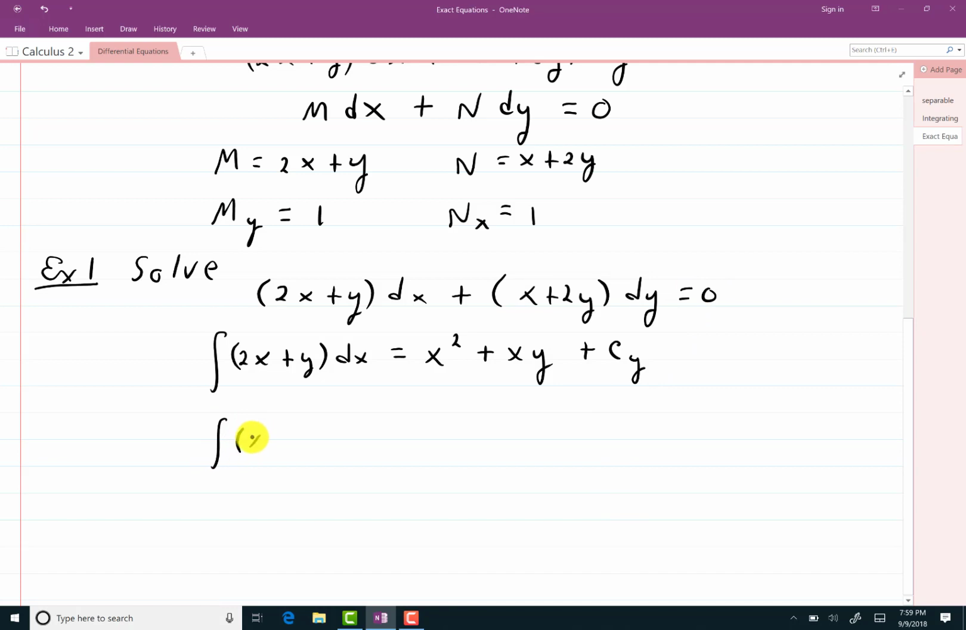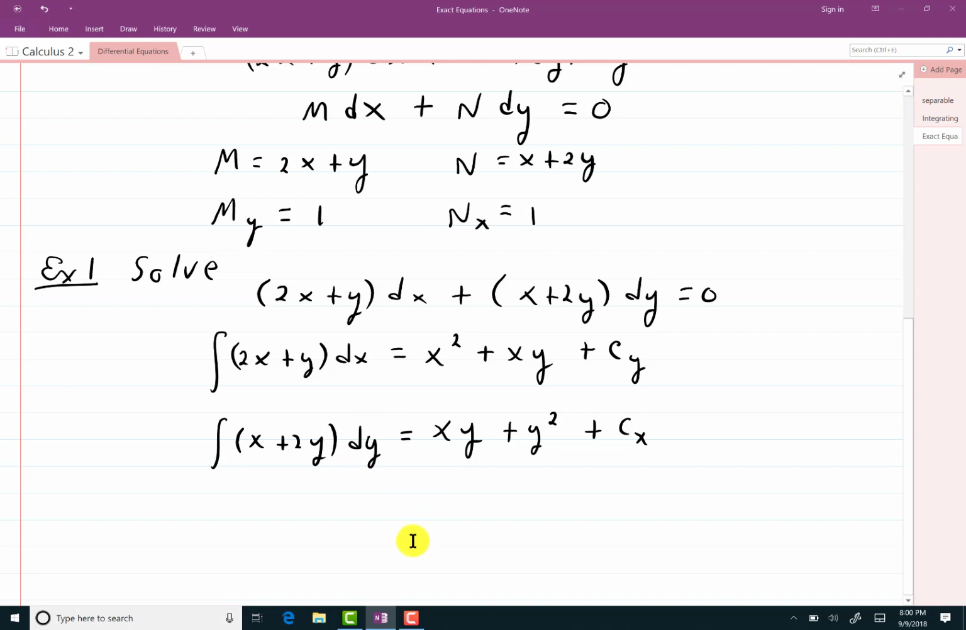Here, I have x plus 2y dy, and the same deal as before. This is dy, not dx. So treat x as a constant this time, so x will become xy. Y, of course, is what we're integrating with respect to, so I'll get y squared. And just like before, when I integrate with respect to y, I may have a constant that involves only x's, because when you differentiate with respect to y, those disappear.